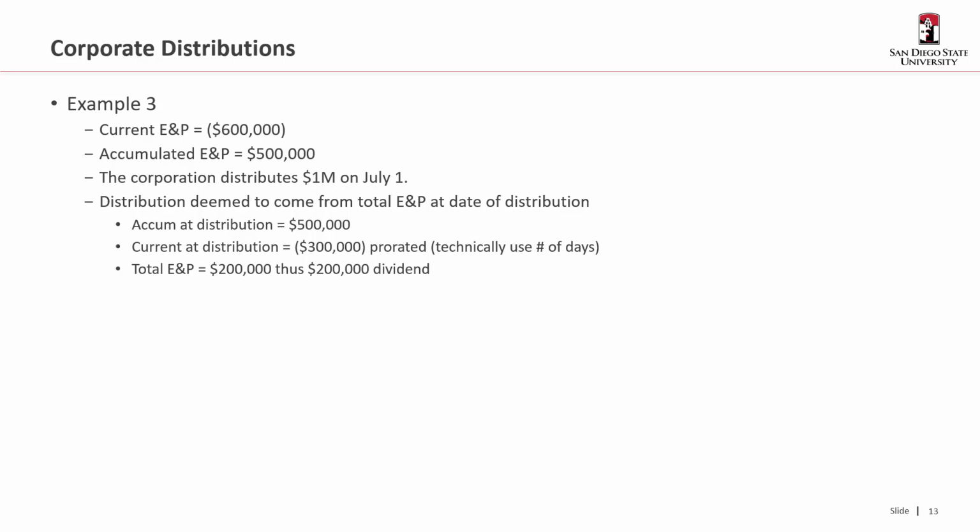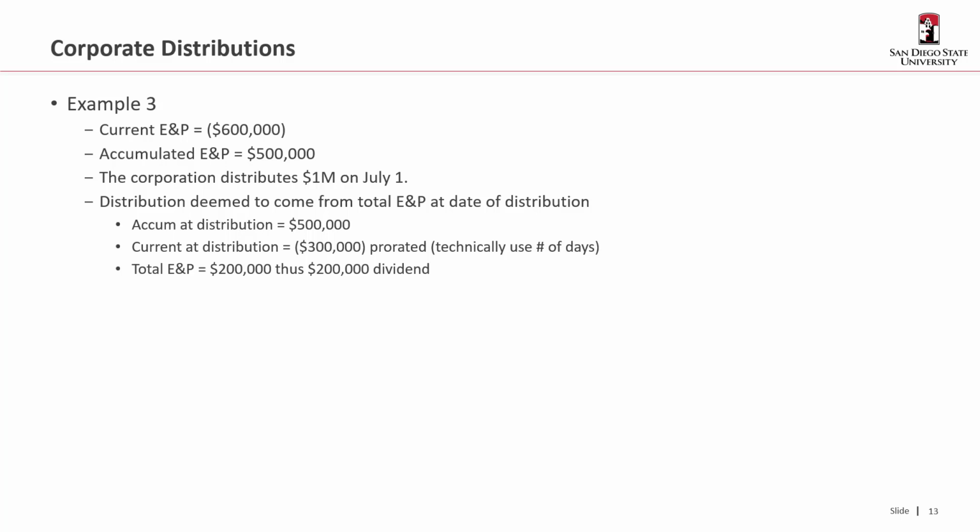Well, recall that accumulated E&P came in from last year. That's 500,000. Current E&P is negative 600,000. The way you're supposed to do that is prorate it over the number of days in the year. So since the entire year generated a loss, or negative E&P, of 600,000, that means halfway through the year would be 300,000. Now, technically, you're supposed to use the exact number of days.